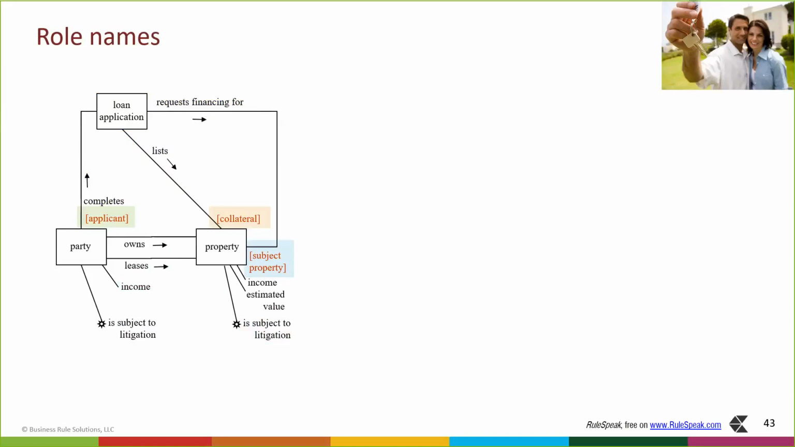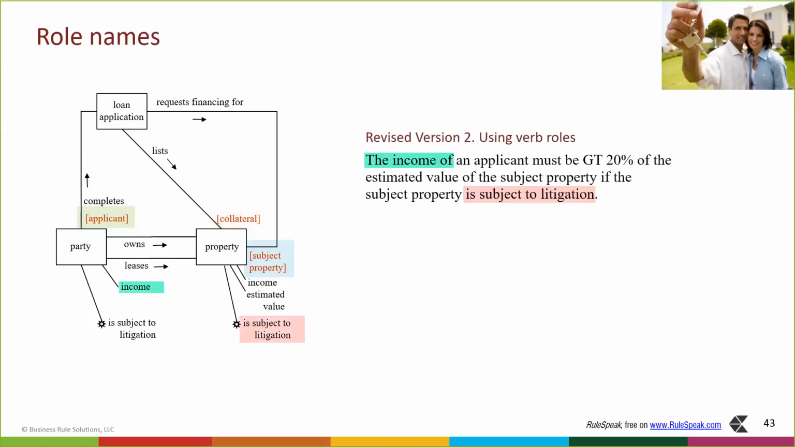For example, what do we call a party who completes a loan application? Call them an applicant. What do we call a property that's listed on a loan application? We call it collateral. What do we call property that a loan application requests financing for? We call it subject property. Your business vocabulary is full of terms that are exactly like that.